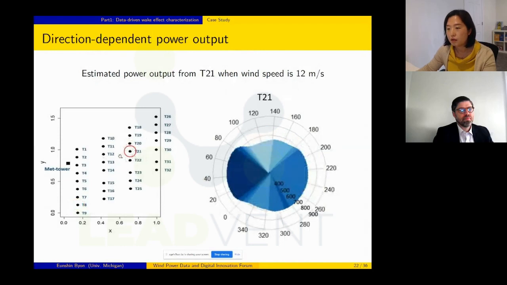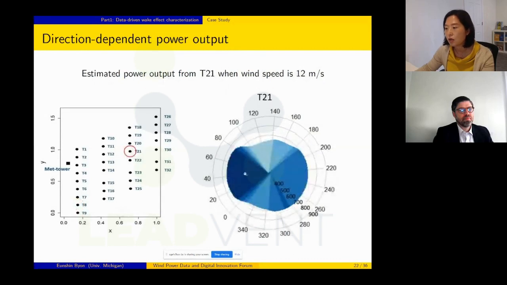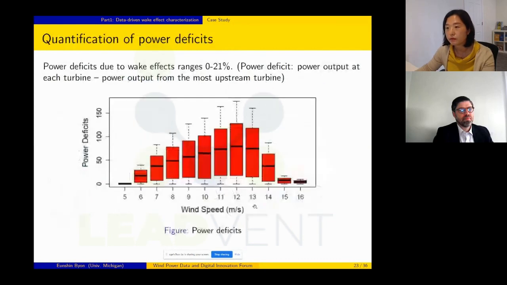But in the case of T21, for example, this is surrounded by turbines. So, in any wind direction, T21 is affected by wake effects. It is a downstream turbine in any wind direction. So here is the estimated power output over all wind directions, and in all wind directions, it generates a similar level of power. Of course, there is some slight difference depending on how many turbines are before or after it. But compared to the power level for T8, you can see that there's no big difference.